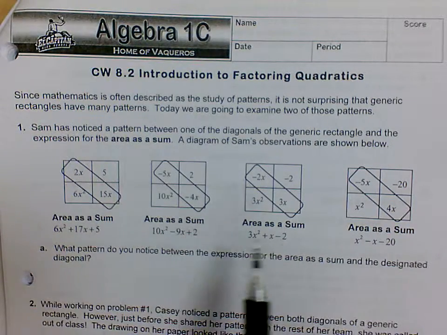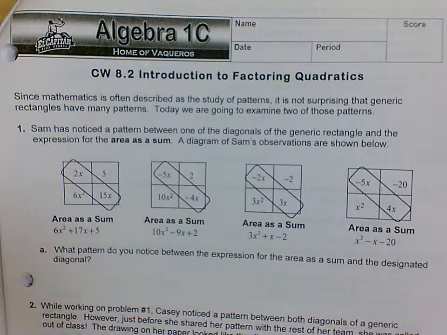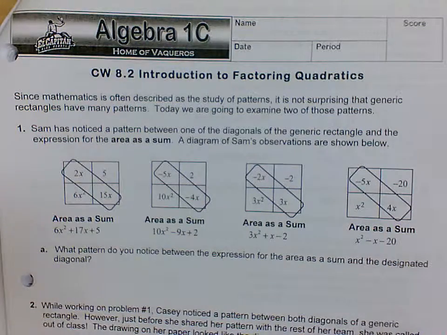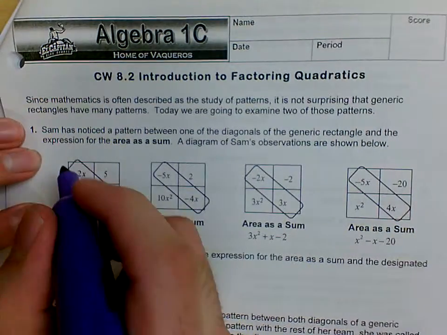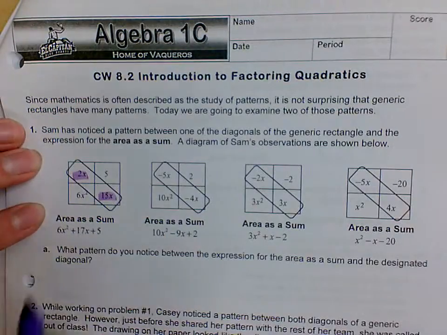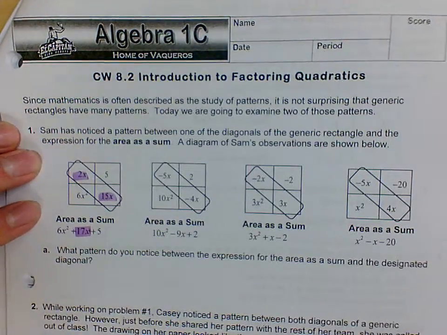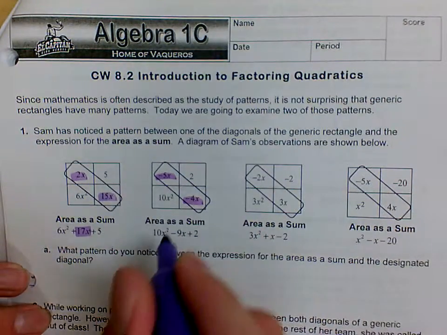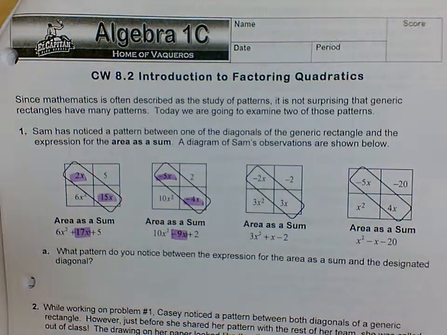So we've got four patterns here. What pattern do you notice between the expression for the area as a sum, so between the equations, and the designated diagonals? What do you notice? If I take these two numbers, what similarity does it have to that one? Same thing here. If I take those two numbers, what similarity does it have to that one?